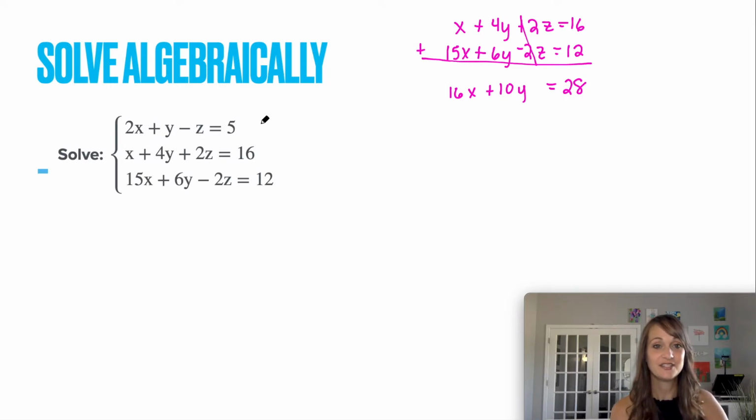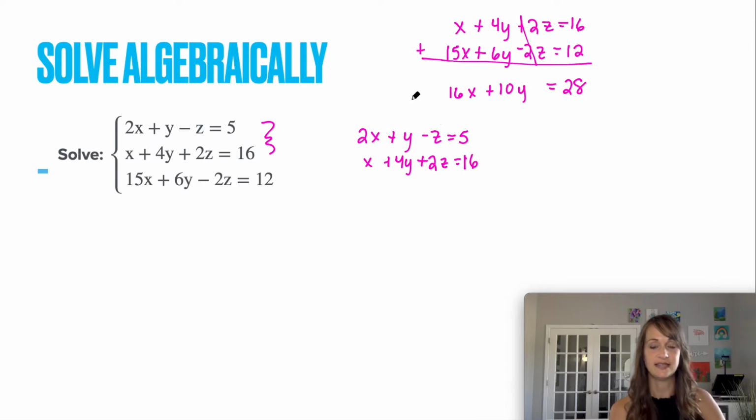So, let's do the first and second equations. We have 2x plus y minus z equals 5, and we have x plus 4y plus 2z equals 16. Now, the z's are pretty close to being able to be eliminated. They both have opposite signs, which is great, but they do not have the same coefficient. I need to multiply the top equation by 2 in order for the z's to eliminate. So when I do that, the top equation will be 4x plus 2y minus 2z equals 10. And then the bottom equation doesn't change, so I'm just going to rewrite it.